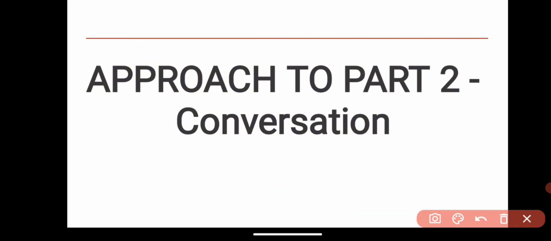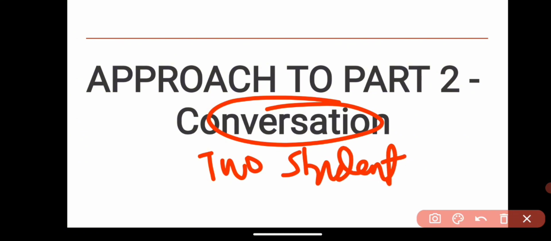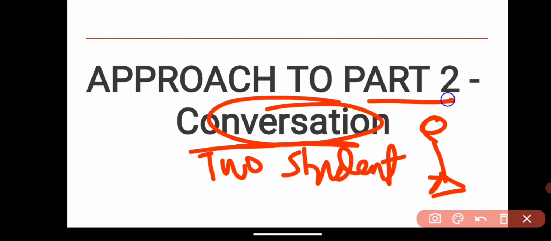Welcome back. The second part of the listening test is usually a conversation, and it's usually between two students. It can also be between a student and a lecturer, and it can be between a lecturer and two students, but it's usually a conversation.